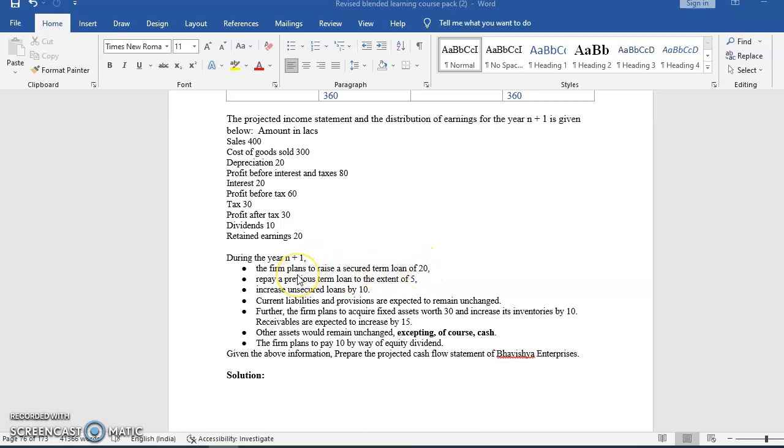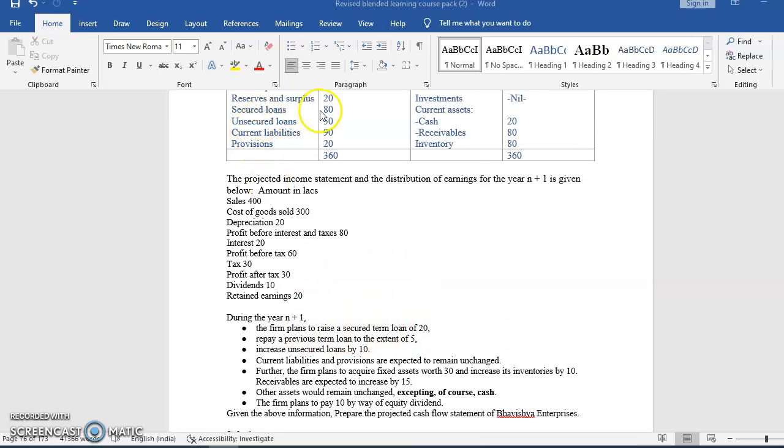But it also has a term loan of 80, which is a secured loan, and it is expecting to repay that to the extent of 5. So this is going to reduce by 5. Increased unsecured loan by 10, which means there is additional borrowing in terms of loan. Current liabilities and provisions are expected to remain unchanged, which means 90 is going to continue to be the same. You have no plans to repay.